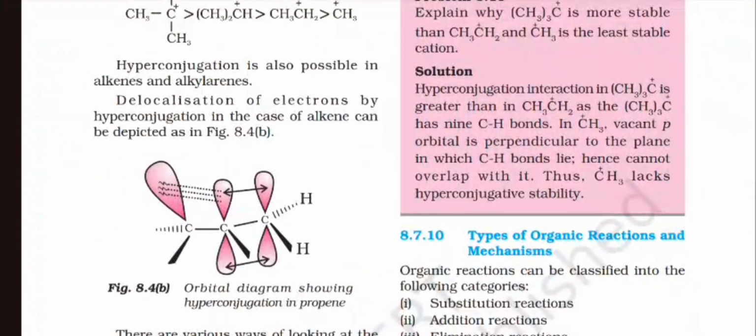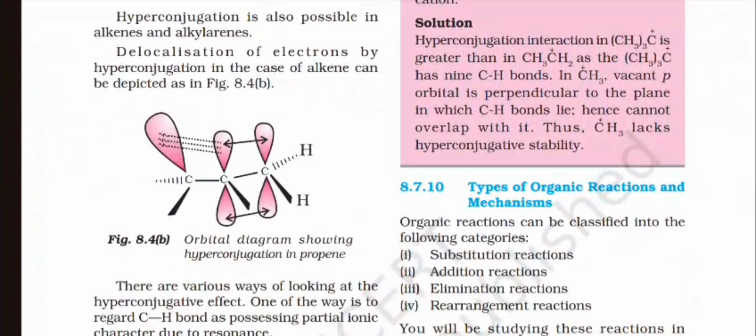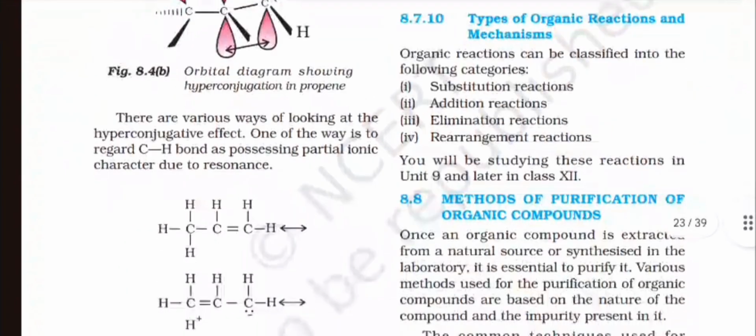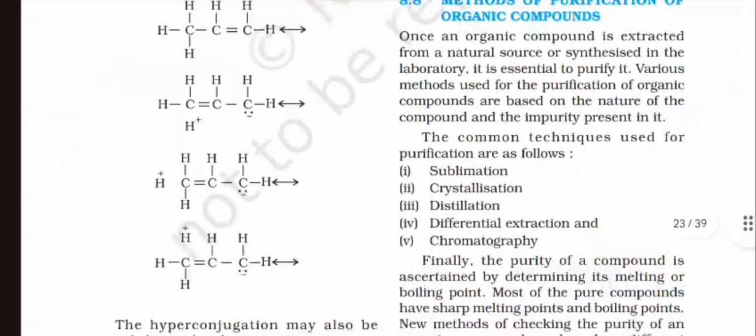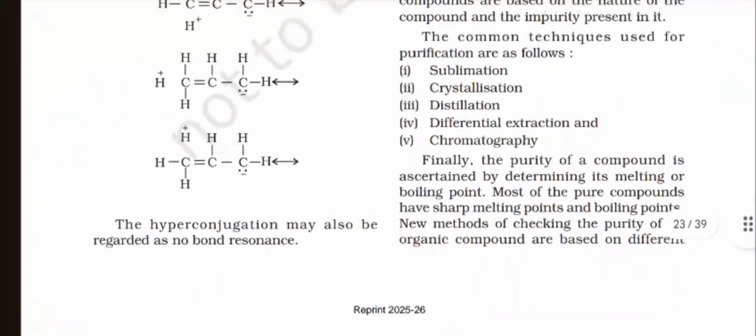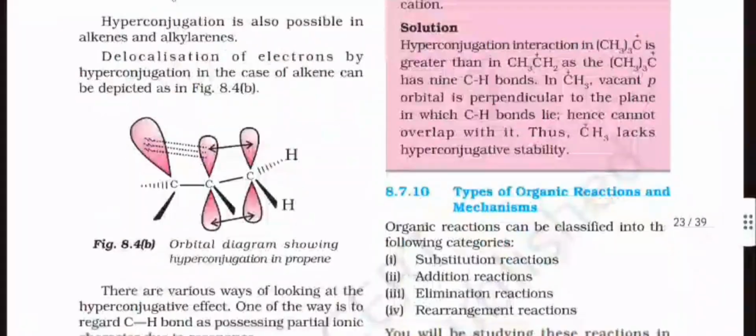Hyperconjugation is also possible in alkenes and alkyl free radicals. Delocalization of electrons by hyperconjugation in the case of alkenes can be depicted as shown. There are various ways of looking at the hyperconjugation effect. One way is to regard the C-H bond as possessing partial ionic character due to resonance. The hyperconjugation may also be regarded as no-bond resonance.